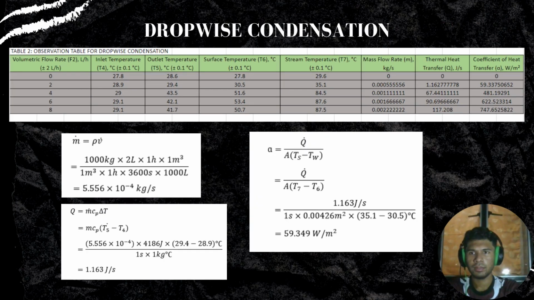Okay, this is the table for the dropwise condensation. The table shows all the recorded data that we get from the experiment. For the mass flow rate, thermal heat transfer, and coefficient of heat transfer, we have to calculate using the formula given like the slide before.